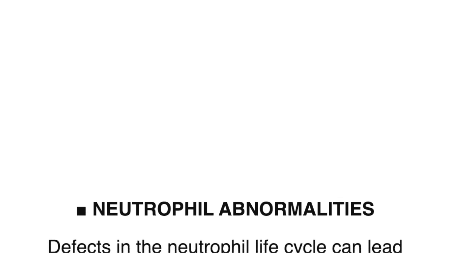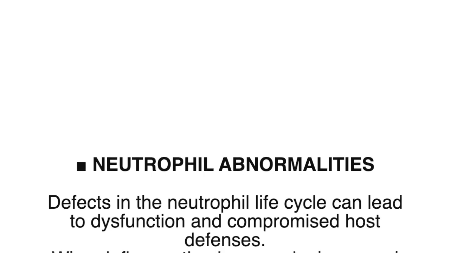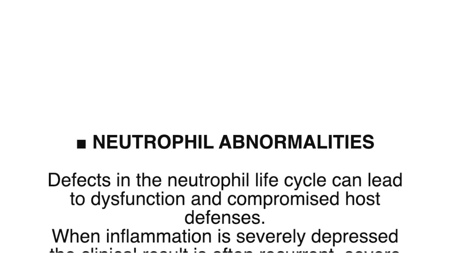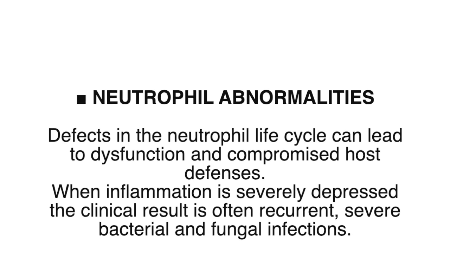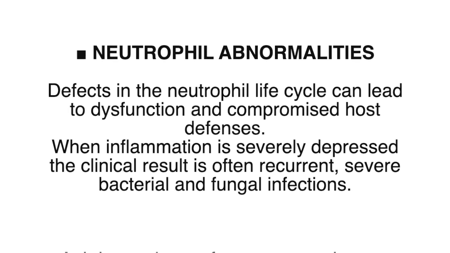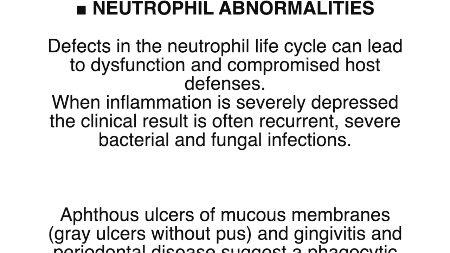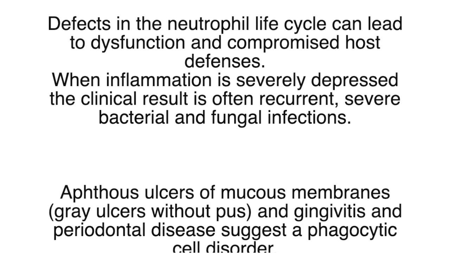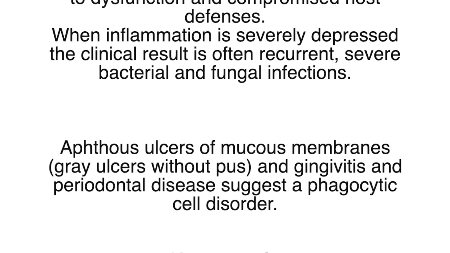Neutrophil abnormalities. Defects in the neutrophil life cycle can lead to dysfunction and compromised host defenses. When inflammation is severely depressed, the clinical result is often recurrent, severe bacterial and fungal infections. Aphthous ulcers of mucous membranes, that is grey ulcers without pus, and gingivitis and periodontal disease suggest a phagocytic cell disorder.